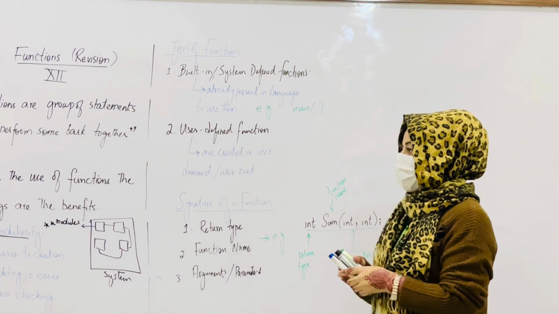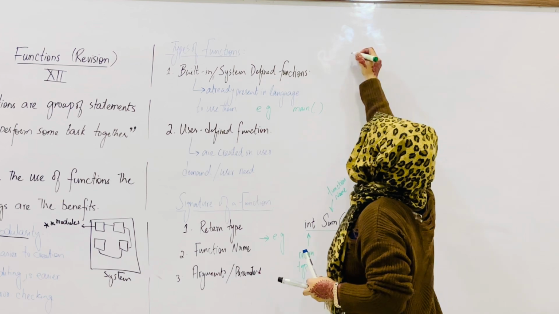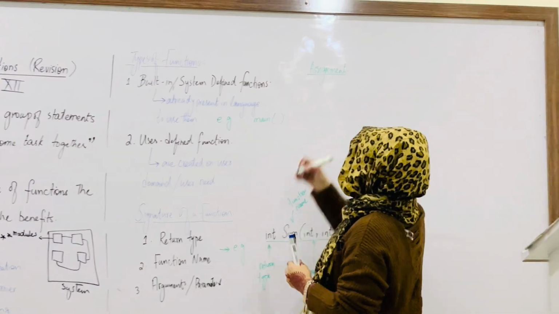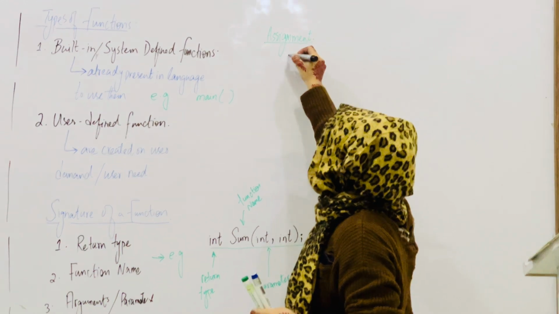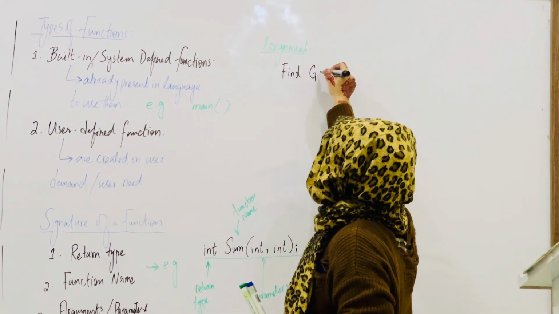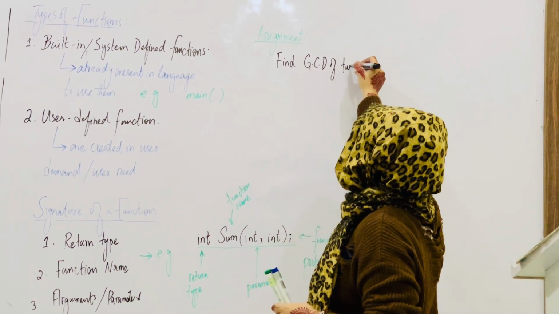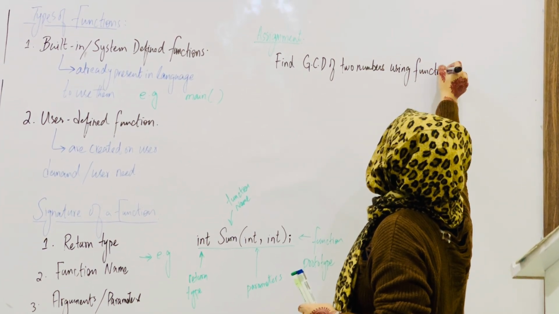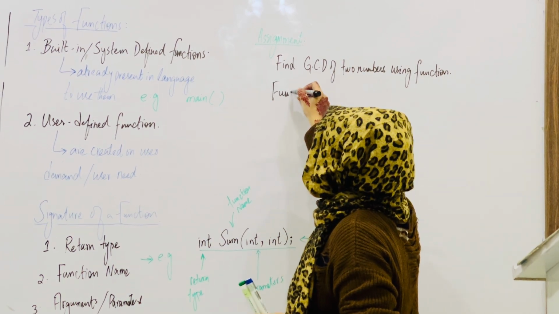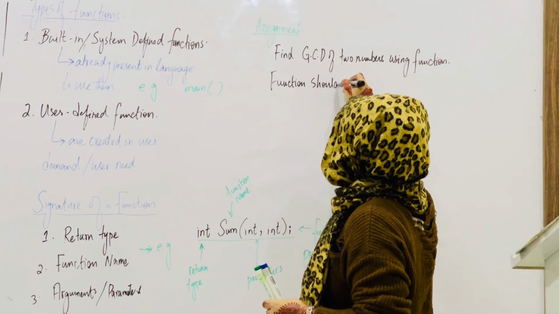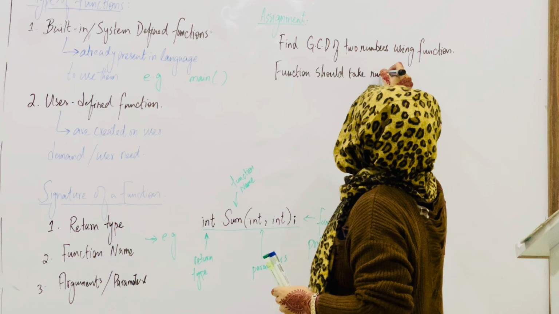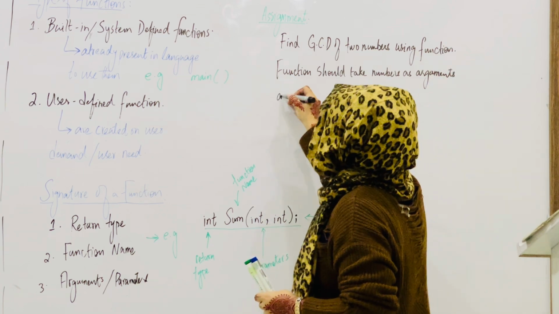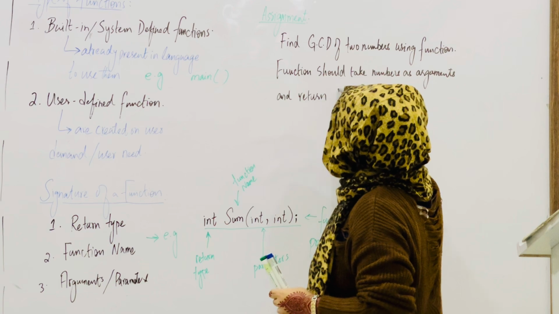Now I just want to give you an assignment. So please note down this assignment. You have to create a function that should calculate greatest common divisor. Find greatest common divisor of two numbers using function. Function should take numbers as arguments and return GCD.